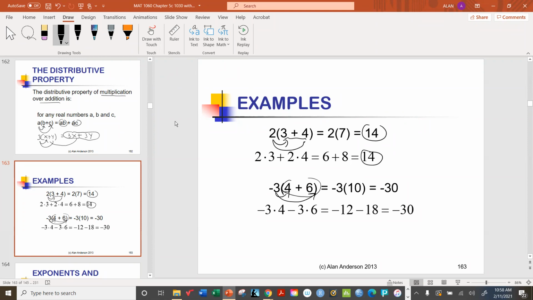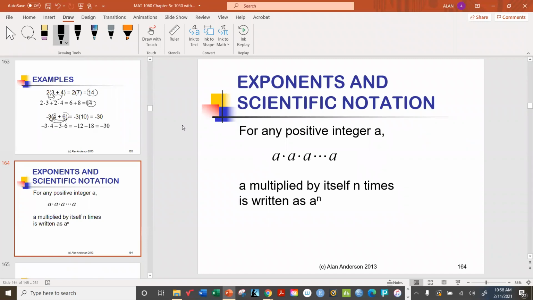Now, we're going to move into a new topic here, which is something that you're very, very familiar with. And what would that be? That would be our old friend exponents. And we also have another old friend coming to visit, which is scientific notation. Now, this is something you learned about in science class.